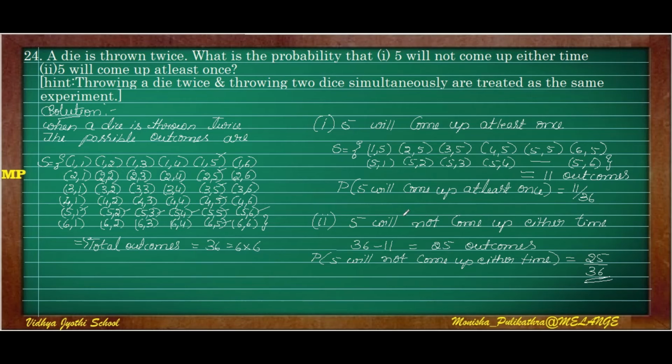Okay. So next is 5 will not come up either time. So 5 will not appear. Out of this 11, everything else has different numbers, not 5. So out of 36, 11 have 5. So 36 minus 11, there are 25 outcomes in which 5 will not appear. So the probability of 5 not coming up either time is 25 by 36. I hope you understood that.